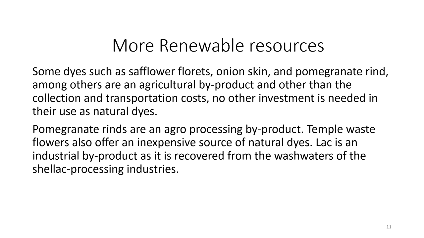More renewable resources. Some dyes such as safflower florets, onion skin and pomegranate rind, among others, are an agricultural byproduct, and other than the collection and transportation costs, no other investment is needed in their use as natural dye. Pomegranate rind is an agro processing byproduct. Temple waste flowers also offer an inexpensive source of natural dyes. Lac is an industrial byproduct, as it is recovered from the wash waters of the shellac processing industries. So, you see, there are ample renewable resources available. We just need to tap them correctly and use them appropriately.